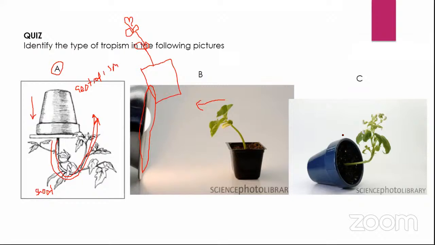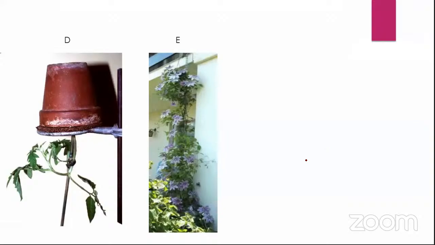Then with C, C is the same as A. You find that they had made this plant to grow horizontally. It's actually supposed to grow like that. But because the shoots of plants are negatively geotropic, it bent upward. Then lastly, D is also negatively geotropic.